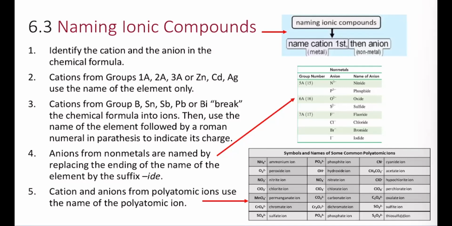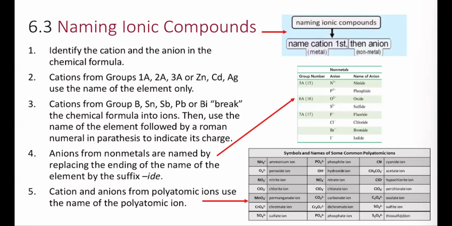Continuing on, if we have a cation that lives in group B, if it is tin, antimony, lead, bismuth, you're going to, quote unquote, break the chemical formula into ions. Then for naming, you're going to use the name of the element followed by a Roman numeral in parentheses, and we're going to indicate the charge of our cation. Notice that rule number 3 only applies for the sequence of elements that I mentioned there.